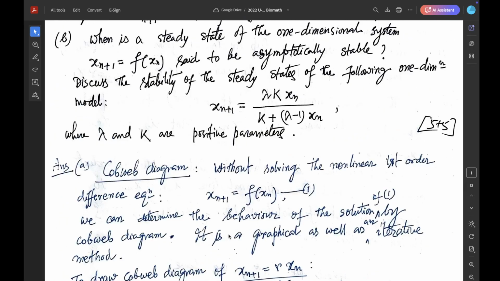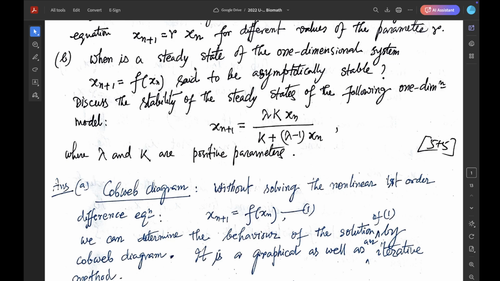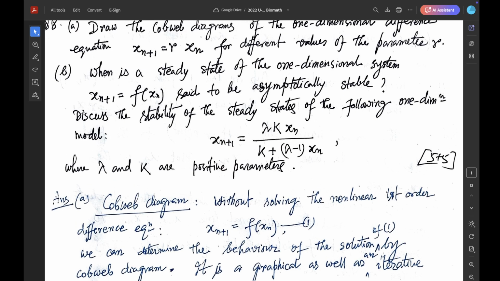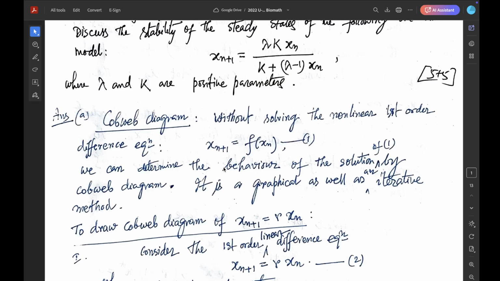Next question, part B: asymptotically stable, xn plus 1 equal to f of xn, the corresponding one-dimensional discrete equation, and the stability analysis of this.